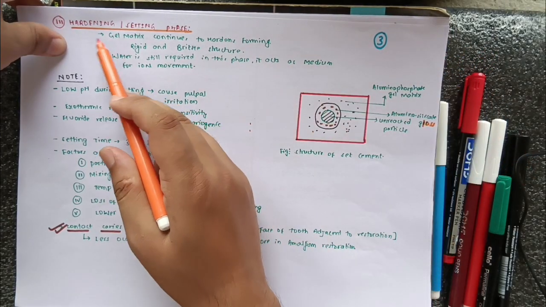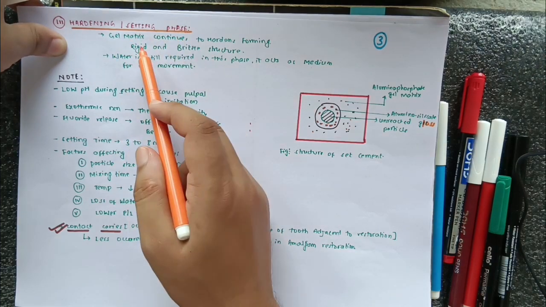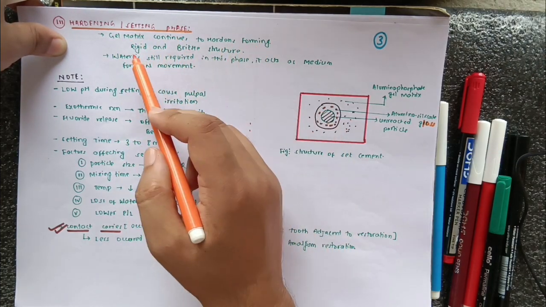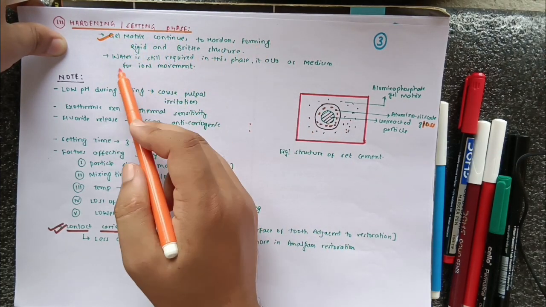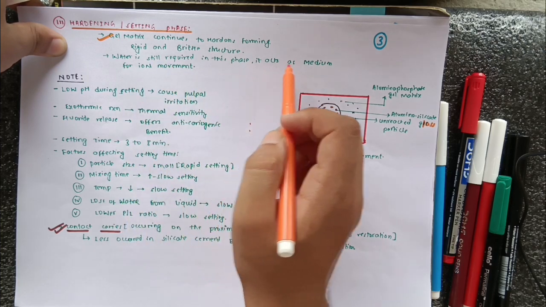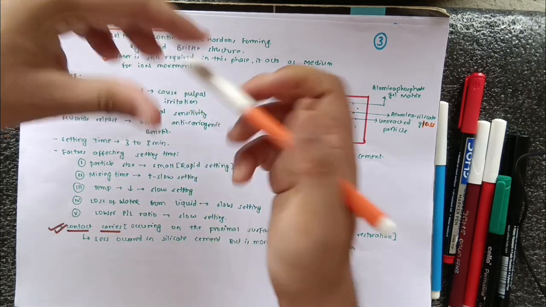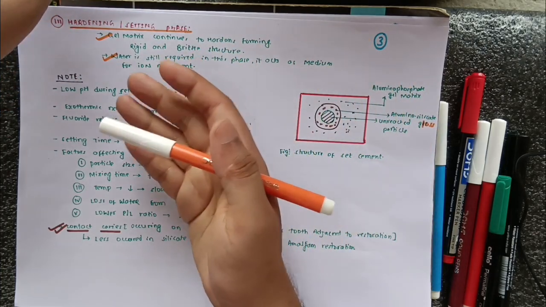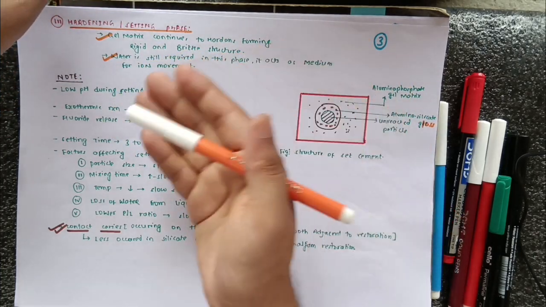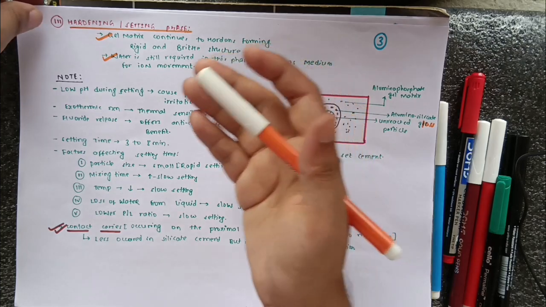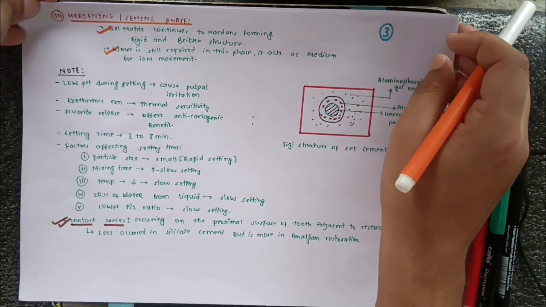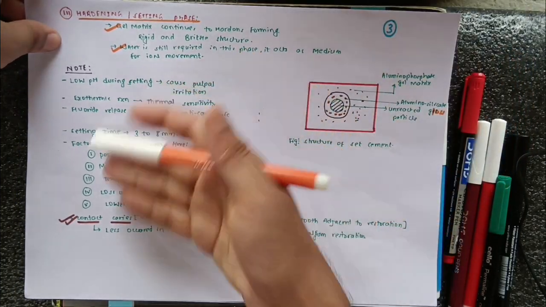Now our third stage is the setting phase. In the setting phase, the gel matrix continues to harden, forming a rigid and brittle structure. Water is still required in this phase as it acts as a medium for ion movement. So just remember those 2 points: water is required in this phase too, and the gel matrix continues to harden, forming a rigid and brittle structure.